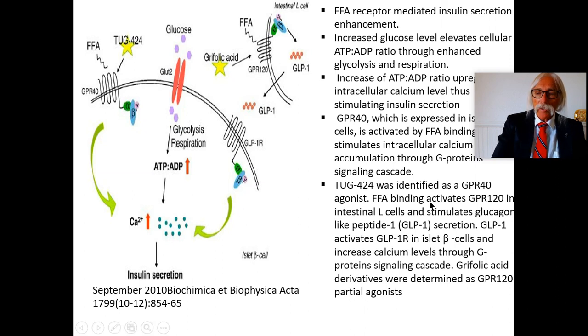TUG424 was identified as a GPR40 agonist, so there's an agonist for that. And free fatty acid binding activity activates GPR120 in intestinal L cells, stimulating glucagon-like peptide 1. I told you all this, okay. The GLP-1R in islet beta cells increases calcium. The G protein signaling. Okay, the other thing I was going to say is that glycolic acid derivatives are determined to be GPR120 partial agonists. Okay. So that's where you get these two. Right? Okay.